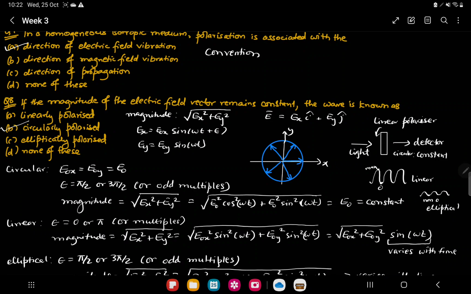So when the magnitude of the electric field vector remains constant, then such a wave is circularly polarized. Because in linear polarization, the magnitude of the electric field vector will vary. It will vary sinusoidally. It will vibrate in the same direction, but the magnitude will vary.